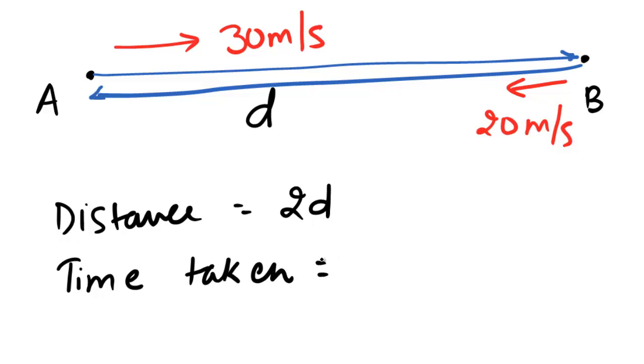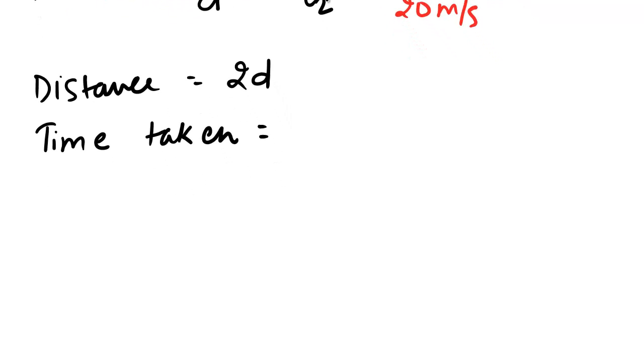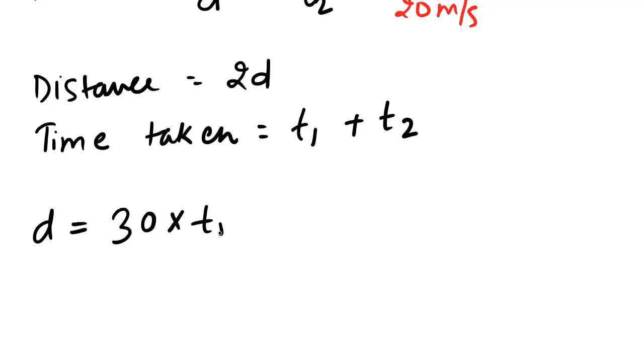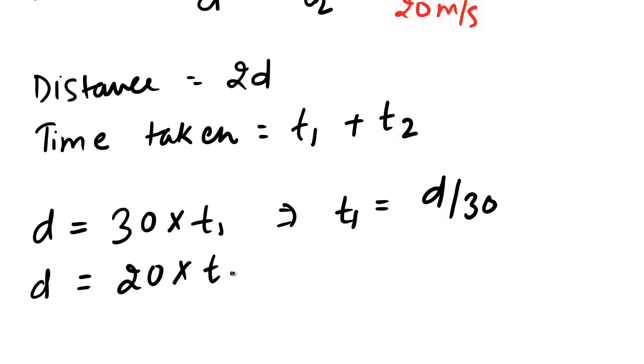Now I don't know the time. Let's say the time taken in going was T1, while coming back it's T2, because it will not be the same. It's going faster from A to B but slower from B to A. T1 will be smaller in going there and T2 will be larger in coming back. So time taken is nothing but T1 plus T2. Can we relate T1 and D? Yes, because D equals 30 into T1, or 30 equals D by T1. So T1 is D by 30. Similarly, D equals 20 into T2, so T2 is D over 20.